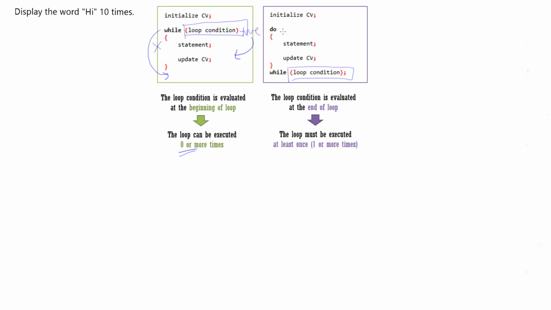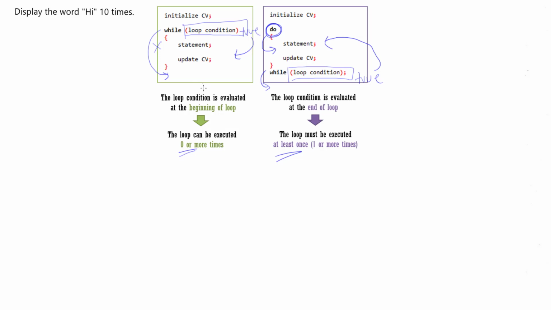Whereas with a do while loop, the loop condition is evaluated at the bottom. Since it is evaluated at the bottom, you will have a do statement here. Do means there is no condition, so no matter what, it will go inside at least once. It will do the statement inside the curly braces, then evaluate the condition. If the condition is true, it will go back and enter the statement inside. If it's false, then it will go outside.